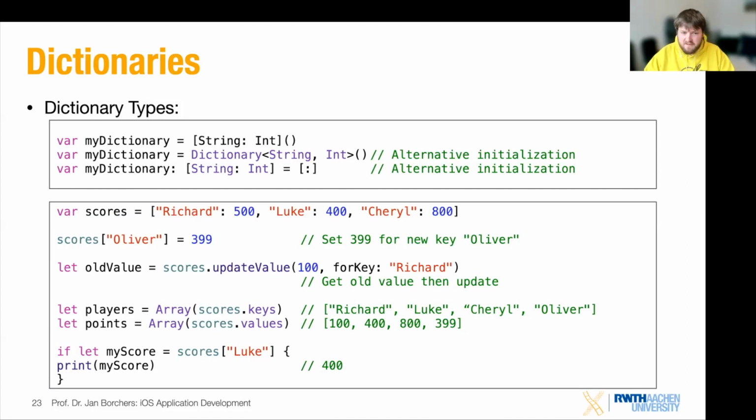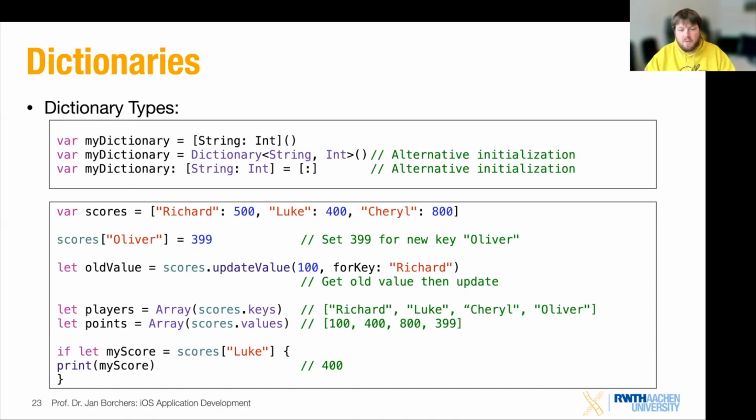Something that isn't directly apparent here is that old value is then not an integer. It is an optional integer, because the key that we want to update it for might not exist. So in that case, it couldn't return an old value and would have to return nil. So automatically old value is set to an optional integer. And next class, next Monday, we'll finally get way more into detail about optionals and how to handle them.